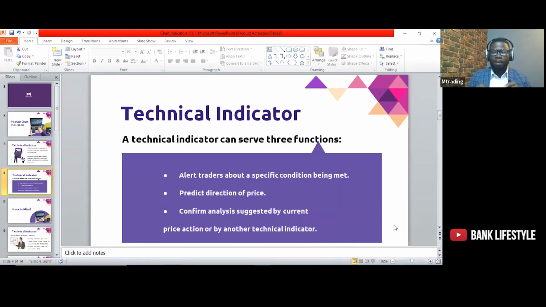So confirming your analysis. You've made your analysis, and now you want to confirm it. Well, you are using one indicator. This indicator is telling you that the price is on an uptrend. Okay, it's on an uptrend, but just because it's on an uptrend doesn't mean you can just place a buy trade.